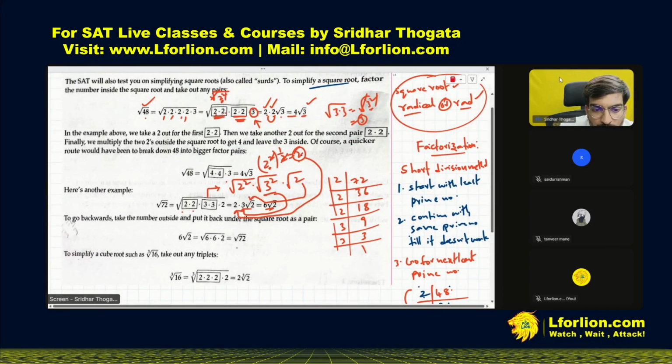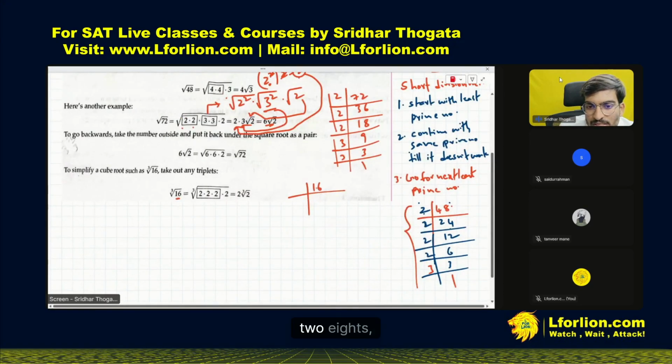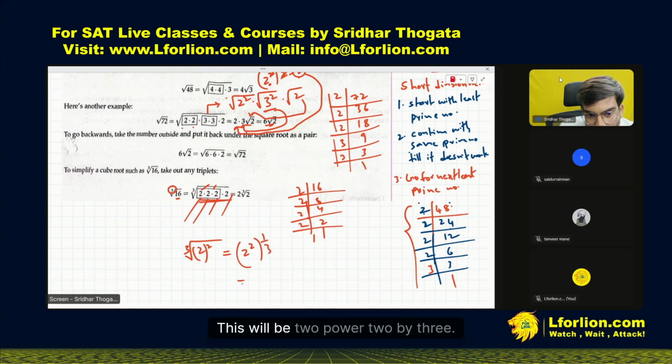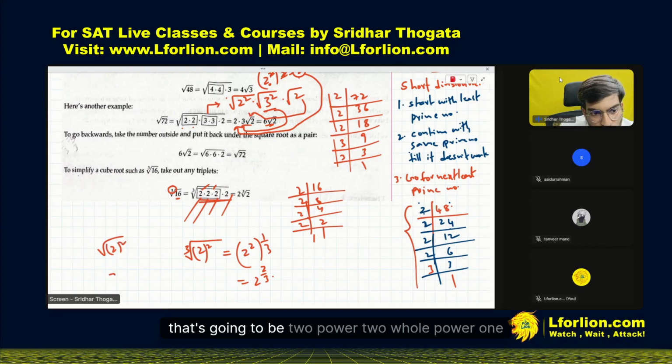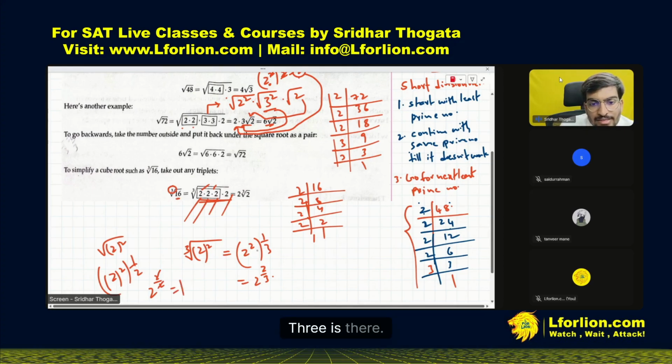Now, what about 16? What is the 16? If you do the short division method, 16, 2 8's, 2 4's, 2 2's, 2 1's. So what you got? 4 2's. 1, 2, 3, 4. Here cube root, be careful. So cube root, you have to take 3 roots. You can't take, for cube root, 2 square and cross this. No, you can't cross it. How can you cross it? Because this is different. 2 power 2 and 1 by 3. This will be 2 power 2 by 3 you will get. In the previous case, root 2 whole square, that's going to be 2 power 2 whole power 1 by 2. That is 2 power 2 by 2. Cross out will happen. Here 3 is there, so you can't cross out.